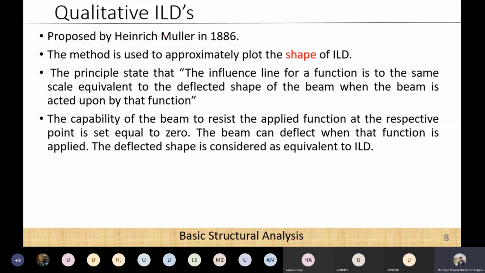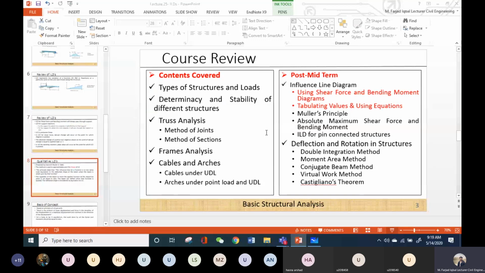In this method, which was proposed by Muller-Breslau in 1886, he gave us an alternative method by which we can plot the shape of the ILD by simply looking at the beam. He basically stated that the shape of the ILD is equal to the deflected shape of the beam when the beam is acted upon by that function. Now the function, you know what function means. So let me show you on the whiteboard what this concept means.